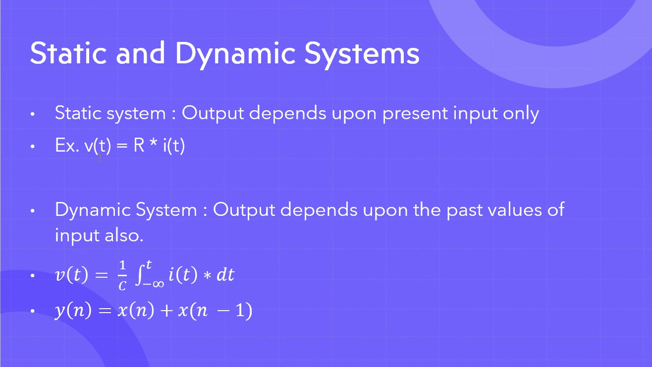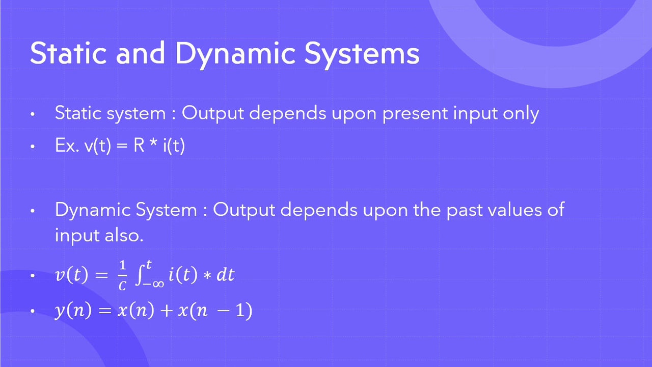Now let's see what is a dynamic system. It is the complement of a static system. Any continuous time system is said to be a dynamic system if the output depends on the past values of input and the present values of input.